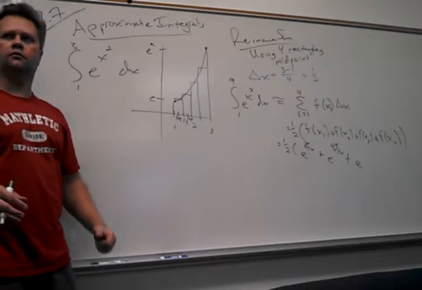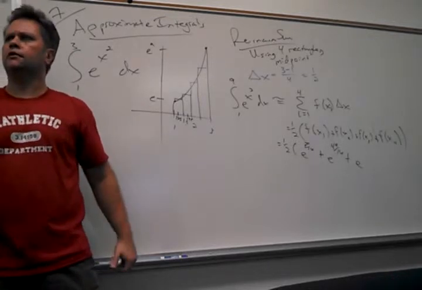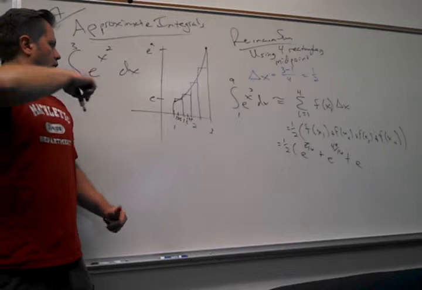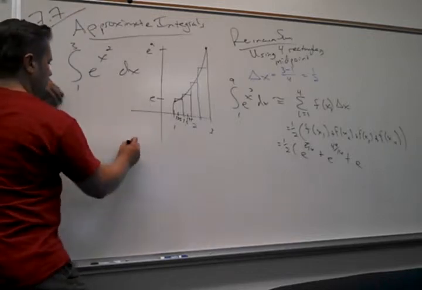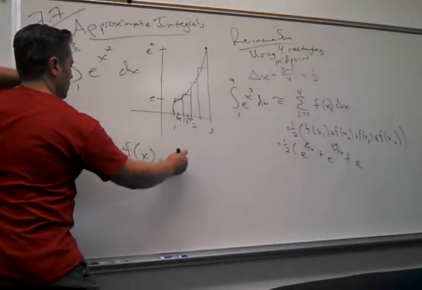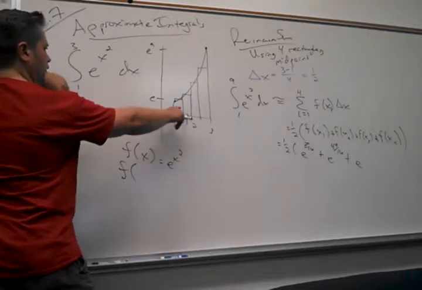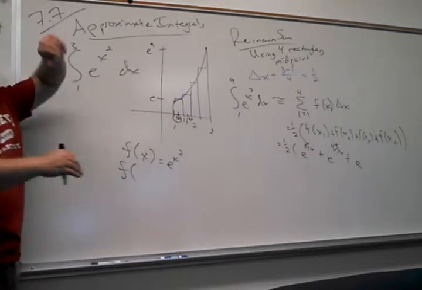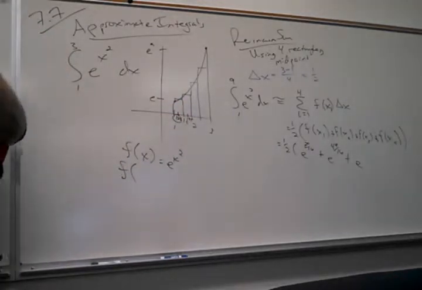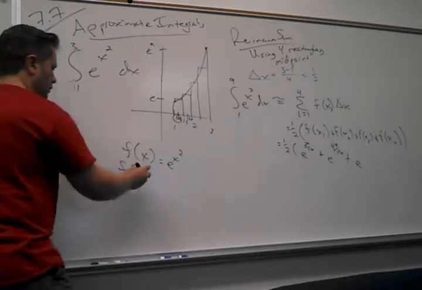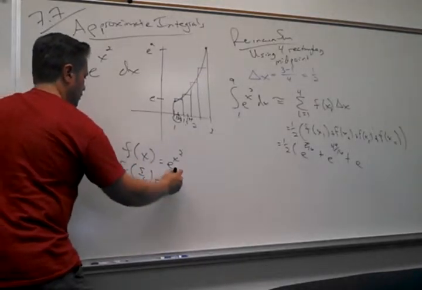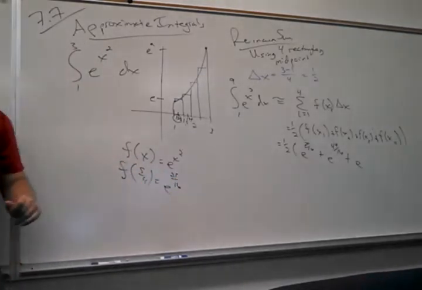Start to see the pattern. If you guys got decimals, that's fine. Where are you getting this original? So the function I'm using is e to the x squared. So for this first rectangle, the height is based on the midpoint of the rectangle, so it's going to be 1.25, which is 1 1/4, which is 5/4. So this will be f of 5/4, which is e to the 25/16. Cool.